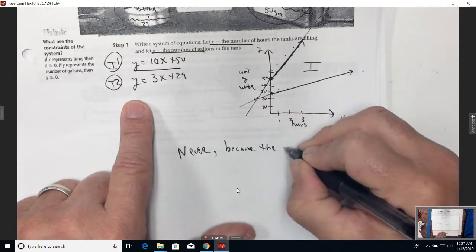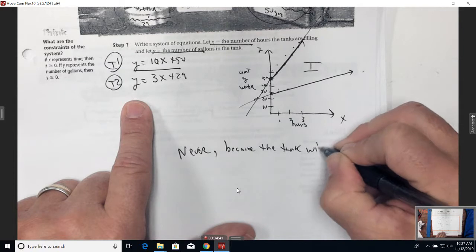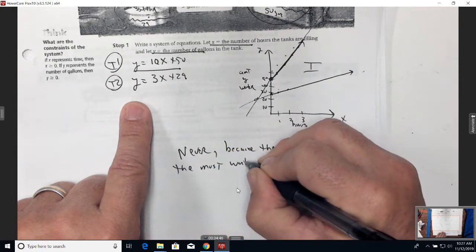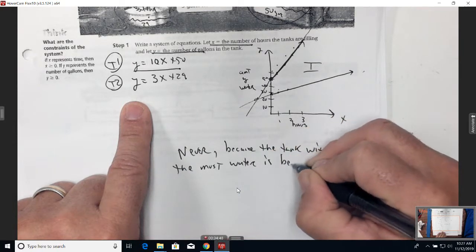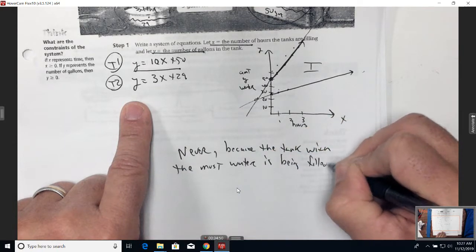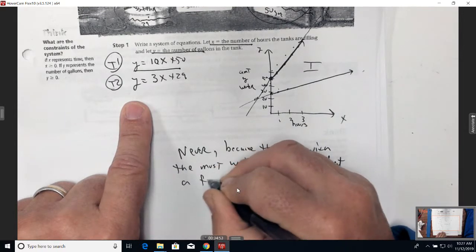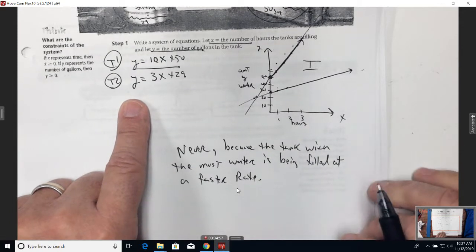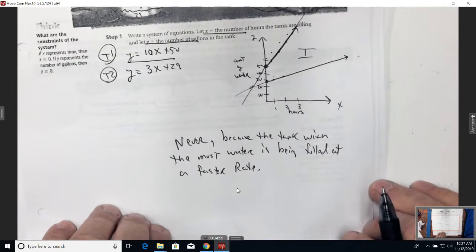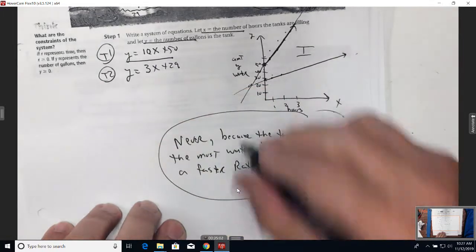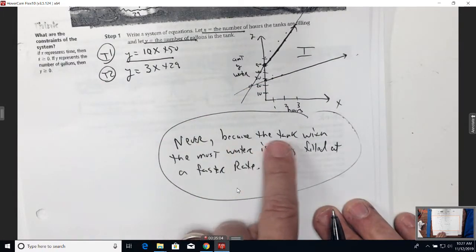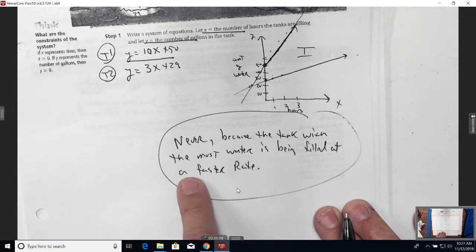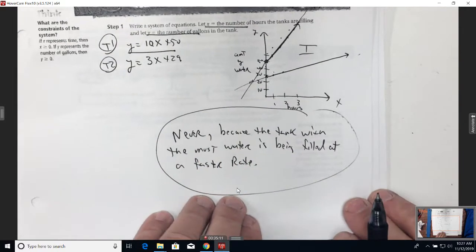Because the tank with the most water is being filled at a faster what? Rate. There's no way the other one's going to catch it if it's being filled at a faster rate. So it's never, because the tank with the most water is being filled at a faster rate. Y'all got that?